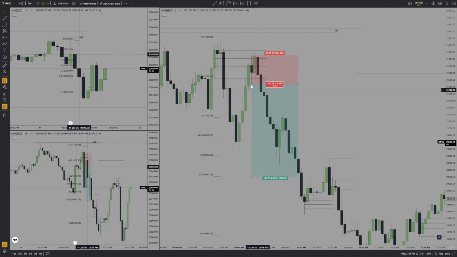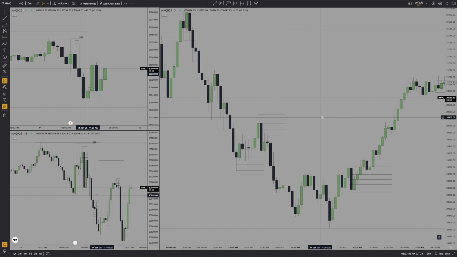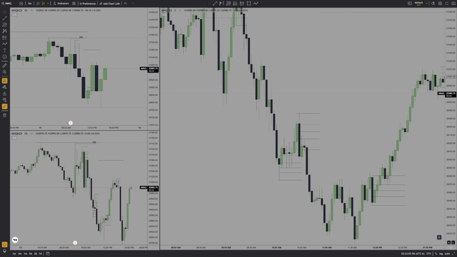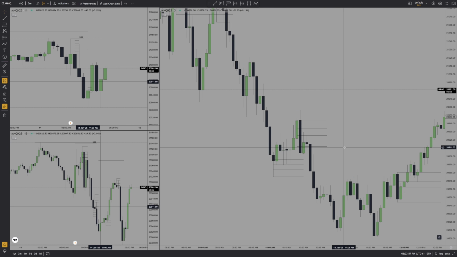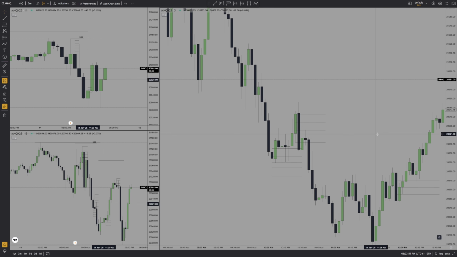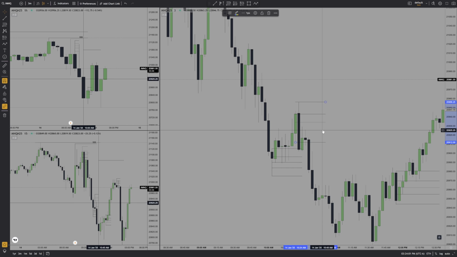So that's the first example right there. Now, we can go ahead and get into the next example right over here. So there's actually two. This one I personally would not trade, even though it was a winner. It did at least go to 1R. Let me delete this first.